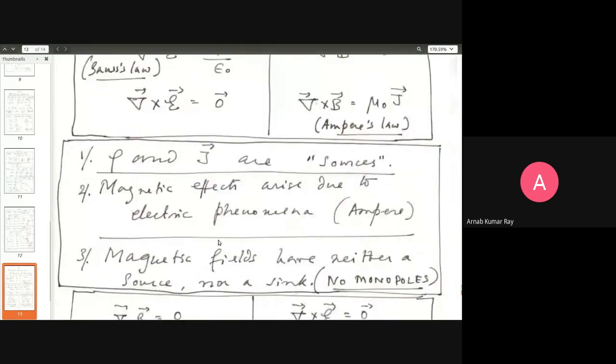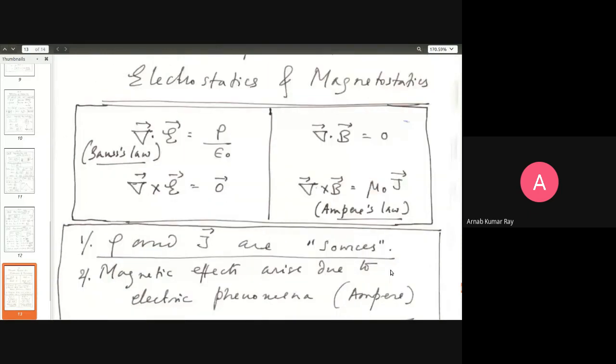Divergence of B is equal to 0. Magnetic fields have neither a source nor a sink. No monopoles. What do I mean by that? If you have a positive divergence, it means that field lines are diverging from a center, a source. If you have a negative divergence, then it would mean that the field lines are converging towards a center, a sink. In the former case, you have the field lines due to a positive charge. In the latter case, you have field lines due to a negative charge.